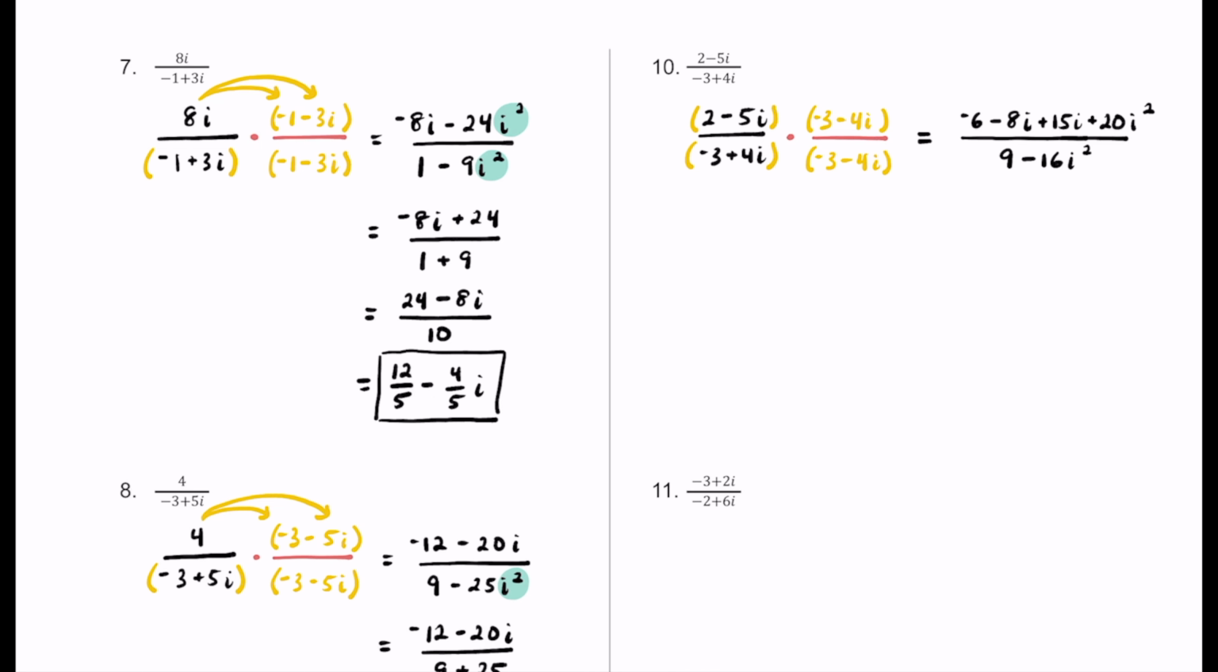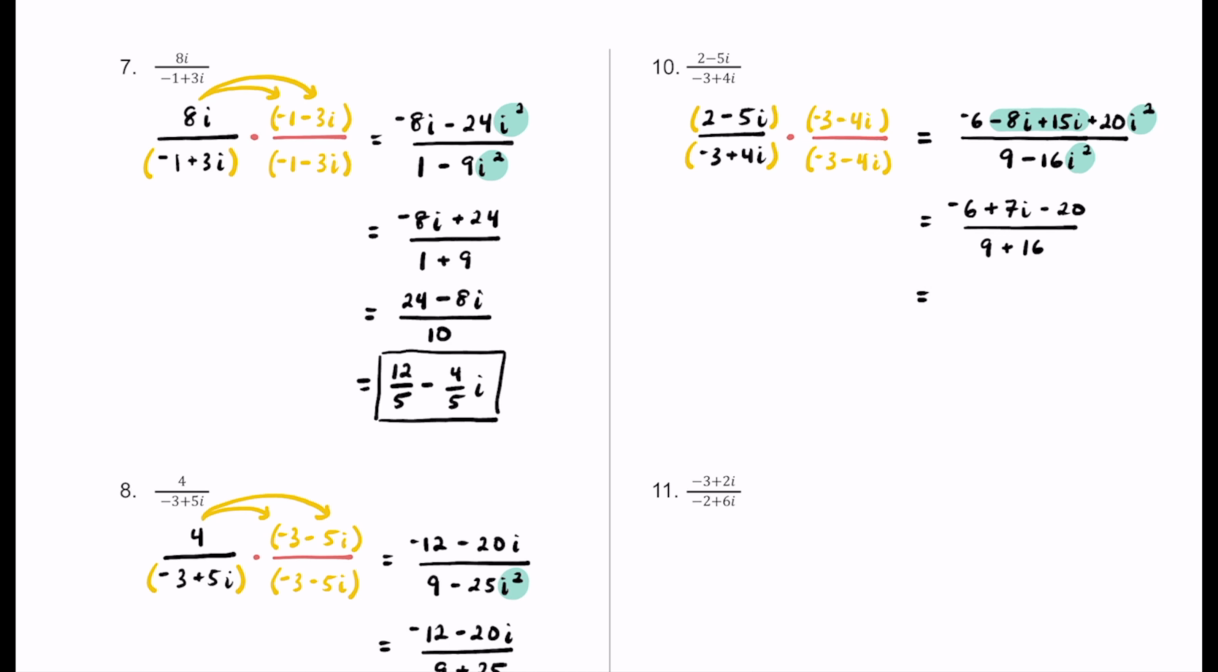All right, so I'm going to do a couple things in one step right now. One thing is I would like to combine these like terms of negative 8i plus 15i. I'd also like to turn these i squareds into negative 1. So I'm just highlighting what I'm going to do right now. So on top we have negative 6, and then negative 8i plus 15i is going to be positive 7i. And then 20 times i squared is going to be negative 20. Underneath that, we have 9 minus 16 times negative 1. So it's going to be plus 16 instead because we have a negative times a negative.